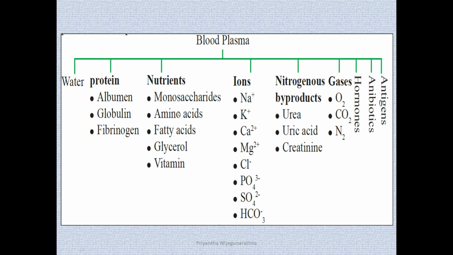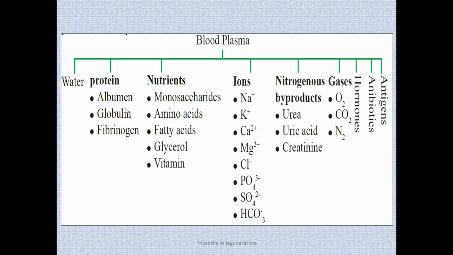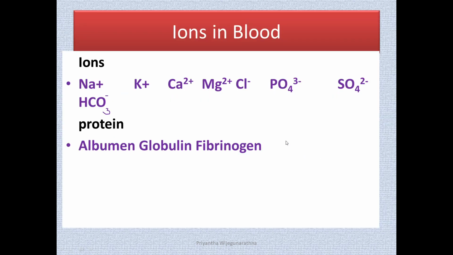These are the contents of plasma: mainly water at 92%, proteins like albumin, globulin, fibrinogen, and nutrients like monosaccharides, amino acids, fatty acids, glycerol, vitamins. In the previous lesson you learned these are the final products of food digestion. Vitamins are directly absorbed. Then various kinds of ions in the plasma: sodium, potassium, calcium, magnesium, chloride, phosphate, sulfate, and bicarbonate ions, and nitrogenous waste matter like urea, uric acid, creatinine, and dissolved gases, hormones, antibiotics, antigens, and many more things.